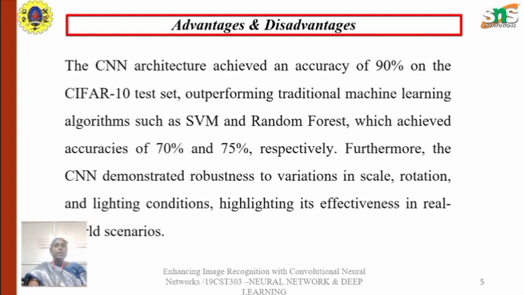The data requirement: the CNN requires a large amount of labeled training data to learn meaningful representations and generalize well to unseen examples, which may not always be available for a certain task or domain.